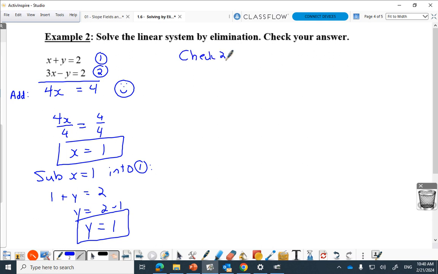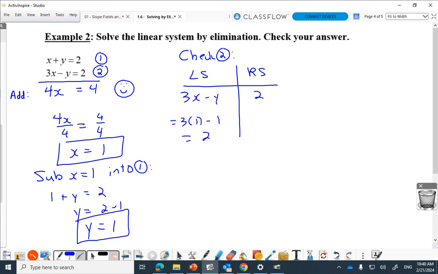Left side, right side, 3x minus y, 2, 3 1s minus 1, 2. I did that quick on purpose because I hope you've been checking along the way. And if you haven't, well, maybe you should get to it. Therefore, the solution is 1 comma 1.